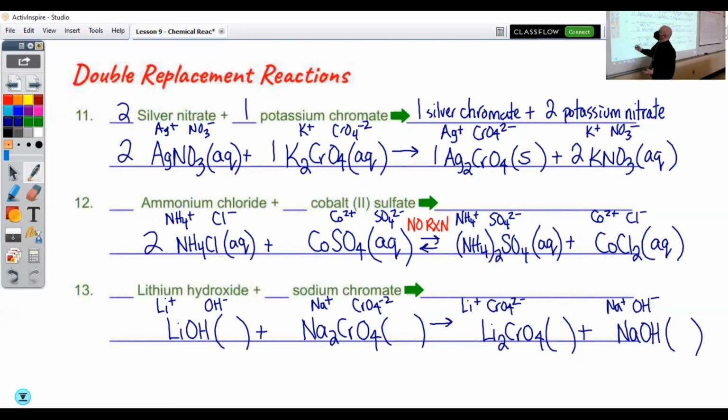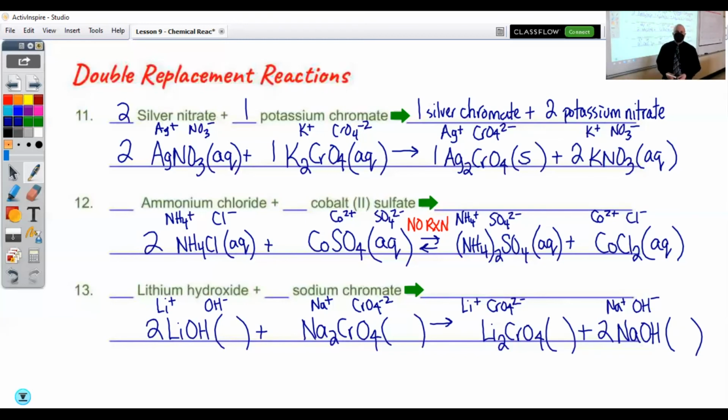At this point, we can begin to fill in our charges and our states of matter. So let's first identify the coefficients and balance the equation. So we have 2 sodiums. So we want to put a 2 here in front of sodium hydroxide. We have 2 lithiums. So we need to put a 2 here in front of lithium hydroxide. We now have 2 hydroxides on the left. We have 2 hydroxides on the right. We have 1 chromate. CrO4 is one thing called chromate. We have 1 of them on the right. We have 1 of them on the left.